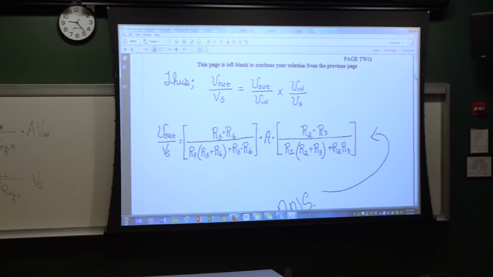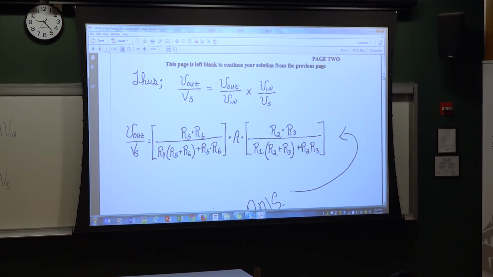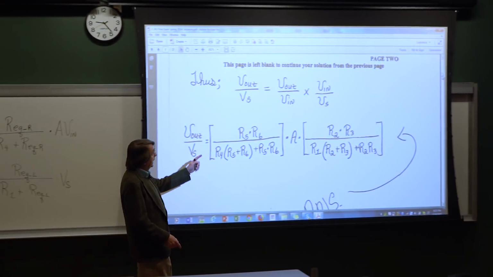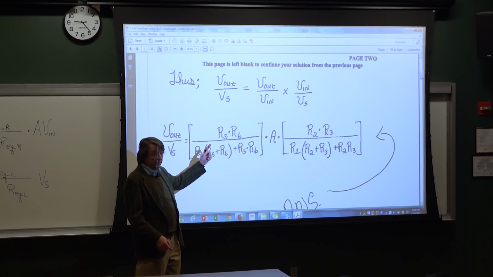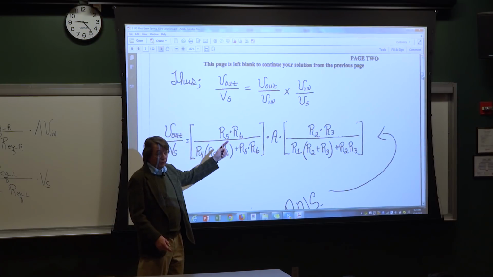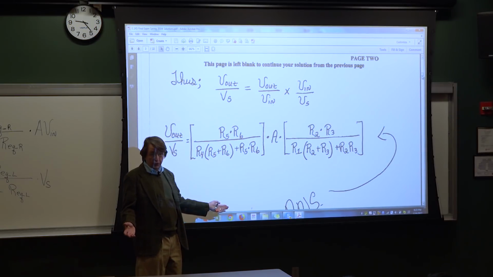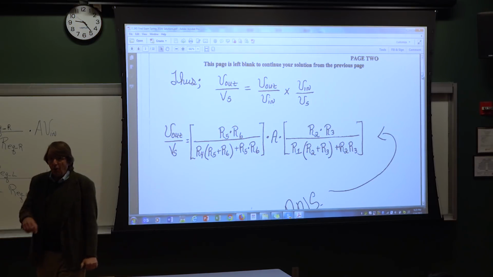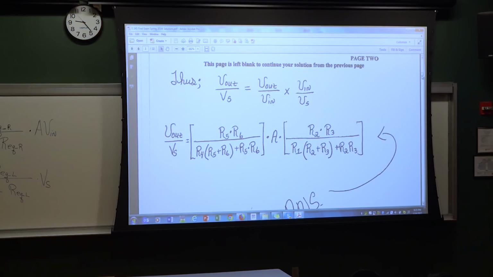One way to think about it that makes it a little easy for me is, how do I get V out over Vs? It's V out over V in times V in over Vs. And we have both of those terms. So just write it out, and we're done. That's part A of the problem. I think we're off to a good start.